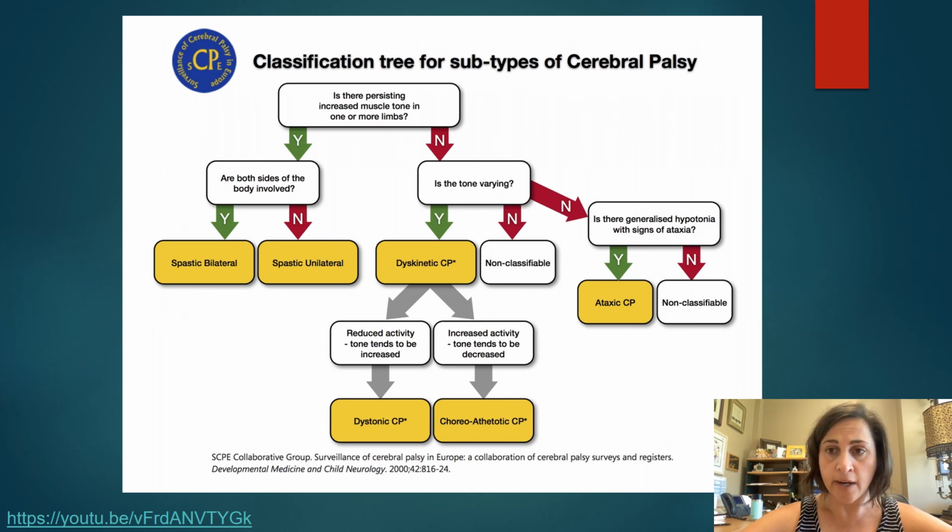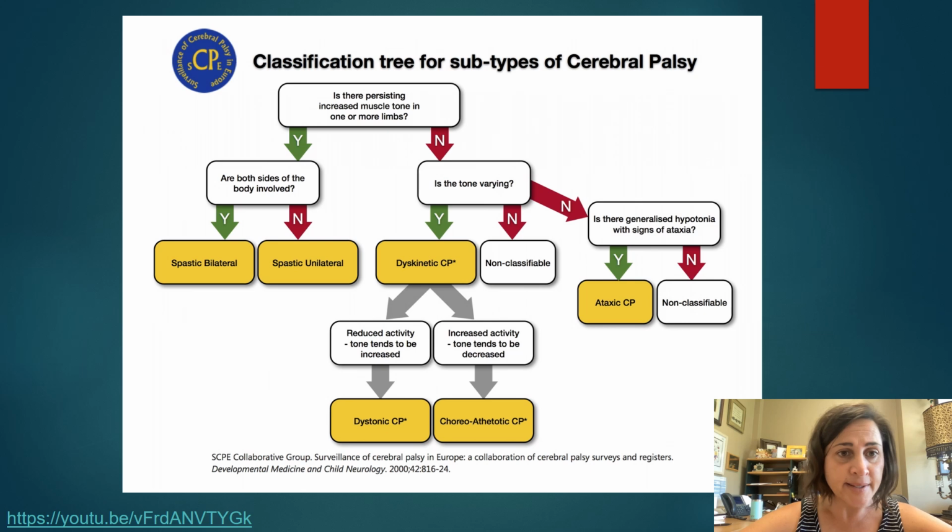So this right here is a classification tree for the subtypes of CP. It's a nice algorithm that you can work through to help try to determine how to describe the presentation of the child you're seeing. So the first question in this tree is, is there persisting increased muscle tone in one or more limbs? The answer to that is yes or no.